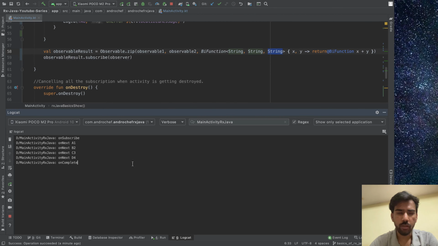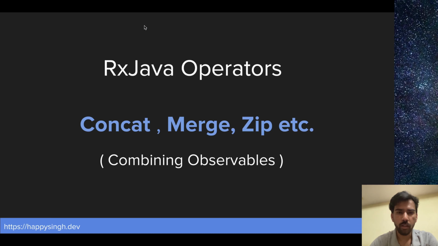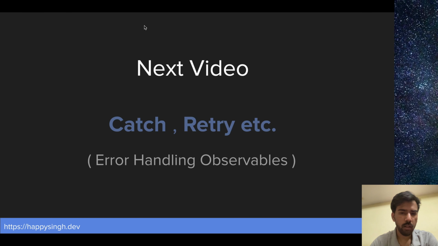So that's it for today's video. In the next video, we are going to see error handling in observables. Let's say you have some stream and you got an error, then how should we handle it? So we'll see that in the next video.